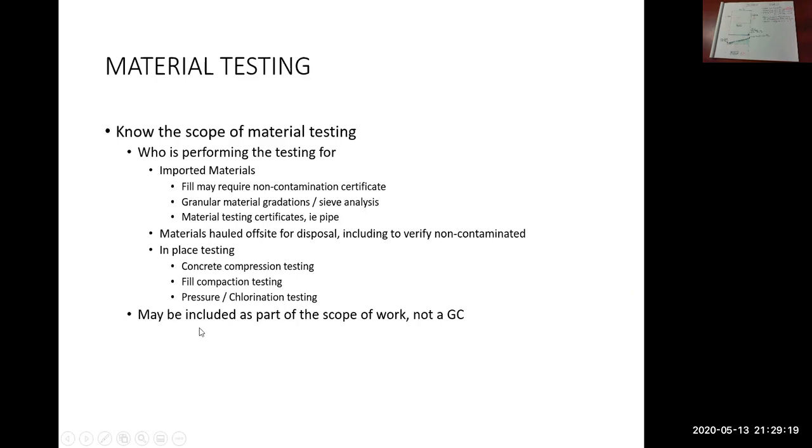So last bullet here, may be included as part of the scope of work, not as a general condition. So what does that mean? There may be a bid item for materials testing. So that would not then be a general condition. There would be actually a tender item that you would put a cost in.